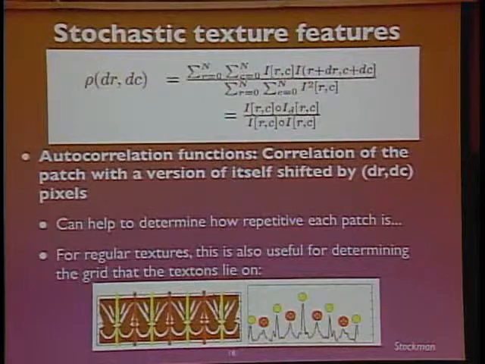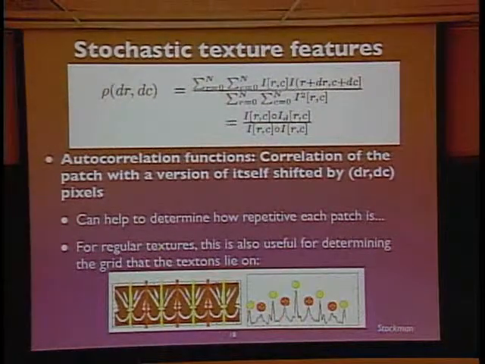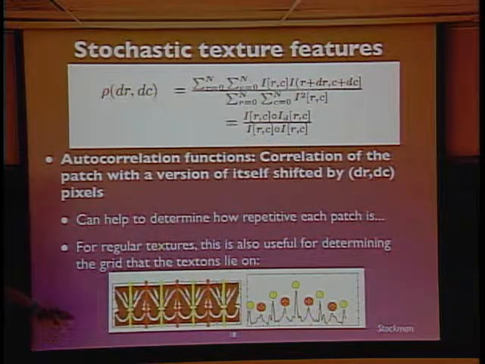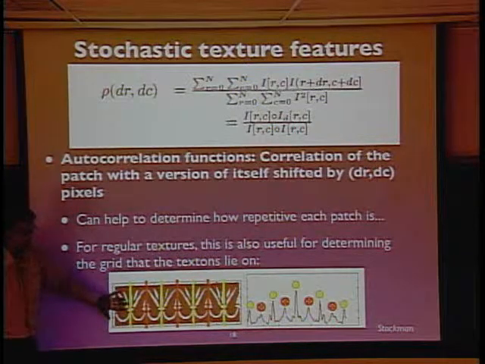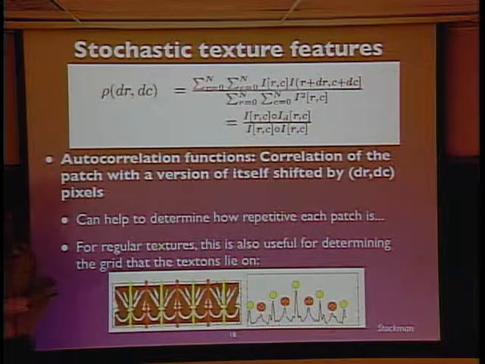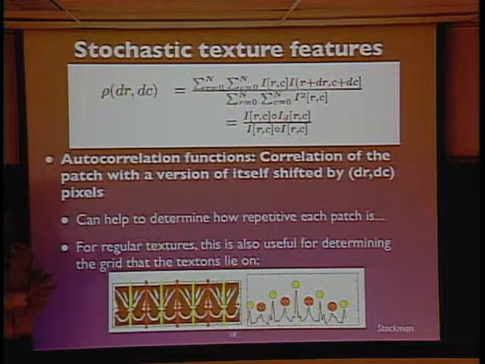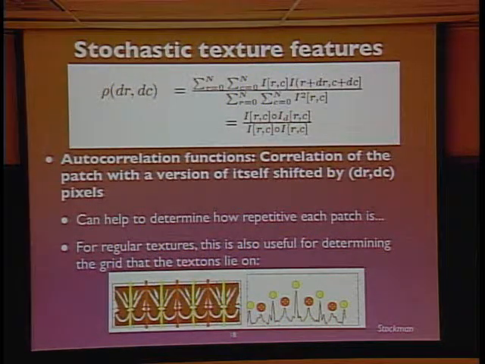One other way to talk about stochastic and actually regular textures as well is to simply use what's called an autocorrelation function. And simply put, all you do is you take your image patch and you make a copy of it and slide it on top of itself, and at each location you correlate the first image with the second one. So that's why it's called autocorrelation. It's correlating an image with itself.